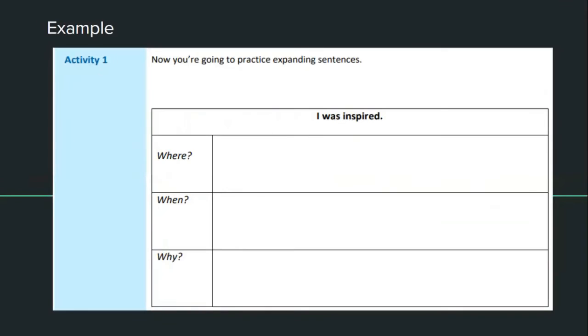Let me give you my personal example before you try one. The sentence I'm starting with is, I was inspired. But I need to think of a place where I was inspired, because right now, you don't know anything about the time I was inspired. You know what? I was inspired at the art museum. That's a little more detail, but I can add even more.